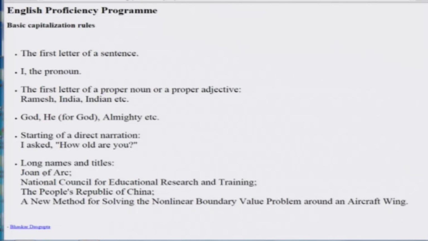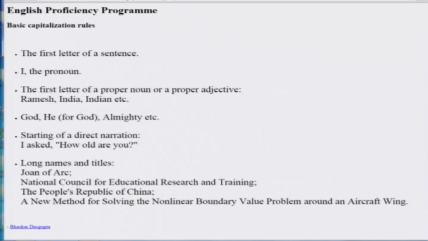Long names and titles. Here mark the important issue. Joan of Arc, okay, Saint Francis of Assisi. So there the o is not capitalized, but the important words are capitalized. Joan and Arc. And a similar rule will go on for long names and titles. National Center for Educational Research and Training. National Council for Educational Research and Training. So National N, Council C, Educational E, Research R, Training T. These are capital, but the unimportant words, prepositions and conjunctions and articles, they remain small throughout.